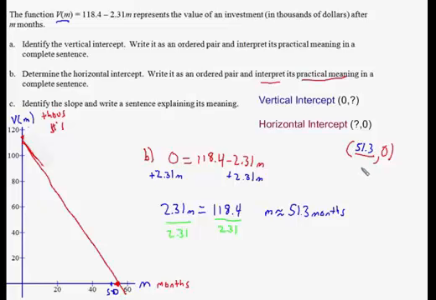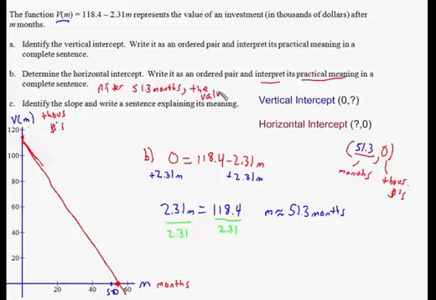So the meaning would be that the input is the amount of time in months that it takes for the output, which is the value, to become $0,000. So don't forget that this is in months. And the output was V of M, which was in thousands of dollars. So you take that point, and you would say after 51.3 months, the investment is worth nothing.